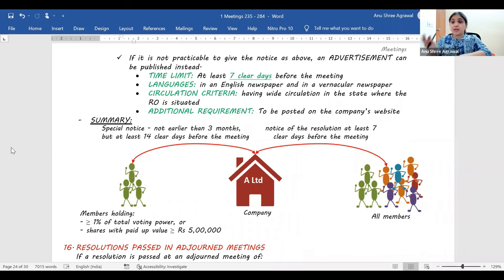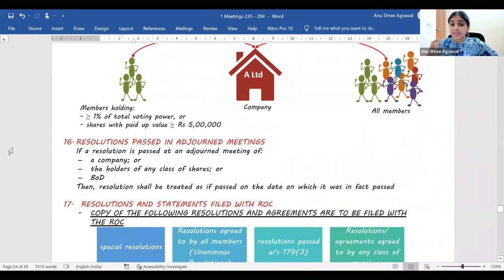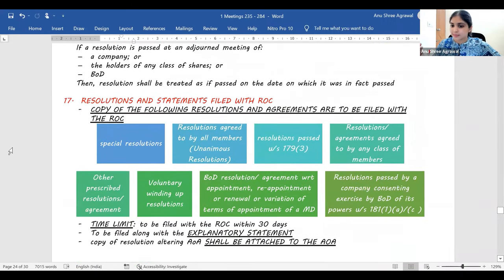Once they send a notice to the company, company will pass on a copy of the notice to whom? Company will pass on a copy of the notice to all the shareholders at least 7 days before the meeting. If it is not possible to pass on the notice at least 7 days before the date of the meeting, then what will the company do? Give an advertisement in 2 newspapers, one English newspaper, one vernacular newspaper, having wide circulation in the place where registered office is situated. Crystal clear with this discussion also, guys?